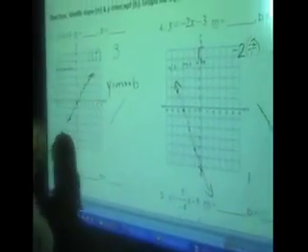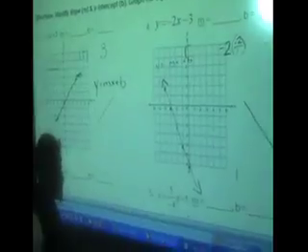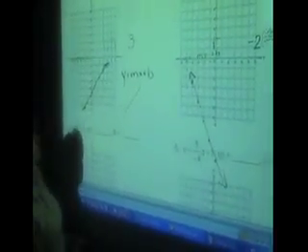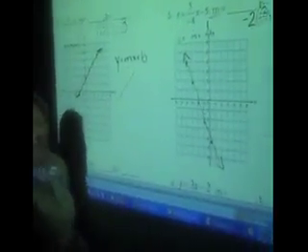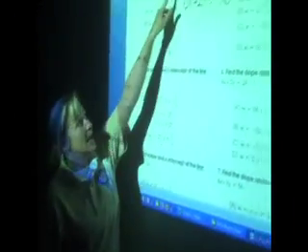As you can see, you will have several other problems. You will do the same thing on each one of these. Hope this helps. Okay, for this part of the packet, you have part 8, find the slope and the y-intercept.